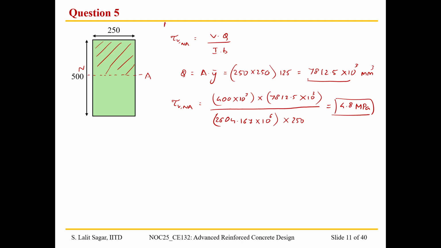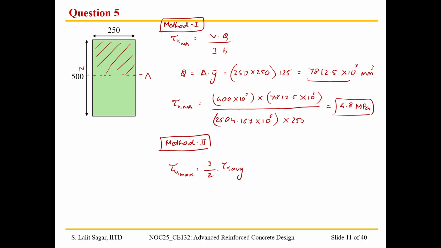So this is the first method, that is using the equation to determine the shear stress. But whenever there is a question which asks you to determine the shear stress at the neutral axis, there is a shortcut. So that shortcut is that tau V max is equal to 3 by 2 into tau V average.